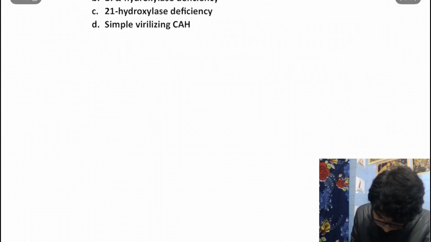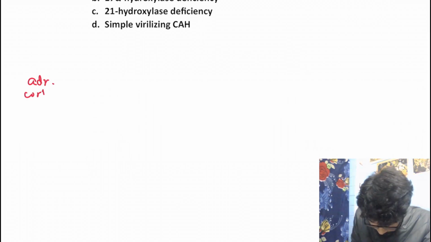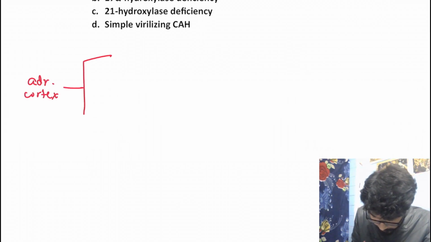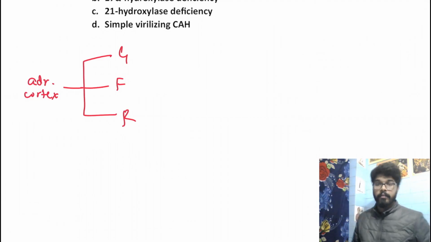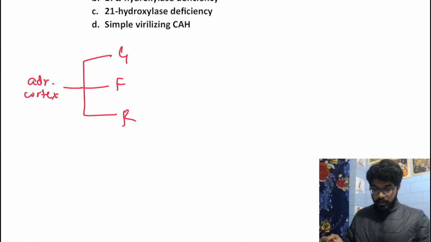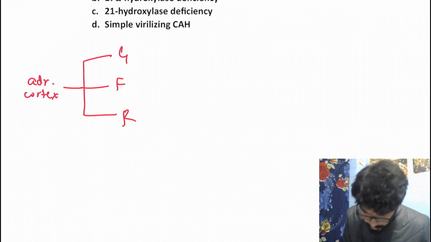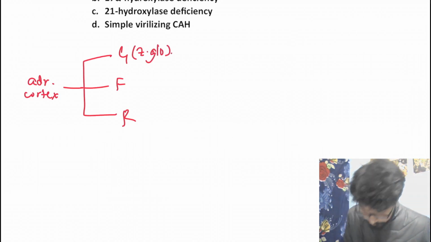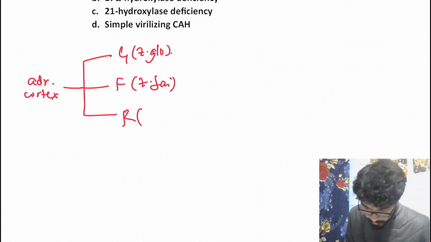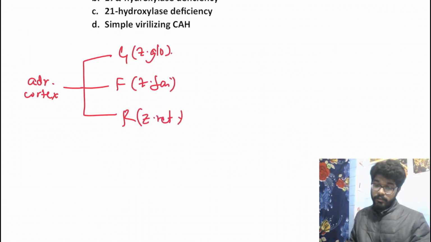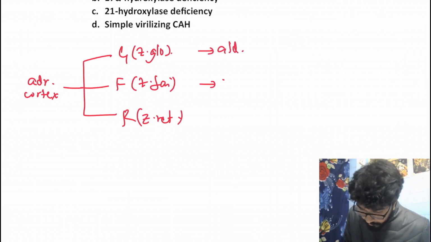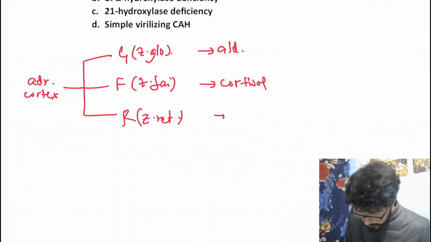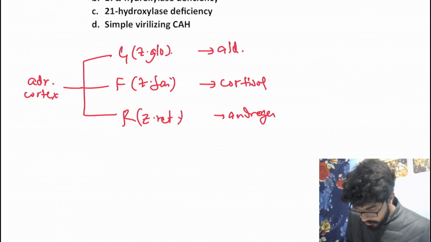The first thing that we need to know is that adrenal cortex has 3 layers from outside to inside. We can remember them as GFR. We have discussed this in our video on Addison's disease as well. You can have a look at that video as well. So G is zona glomerulosa, F is zona fasciculata, R is zona reticularis. The zona glomerulosa produces aldosterone, fasciculata produces cortisol, and reticularis produces androgens.